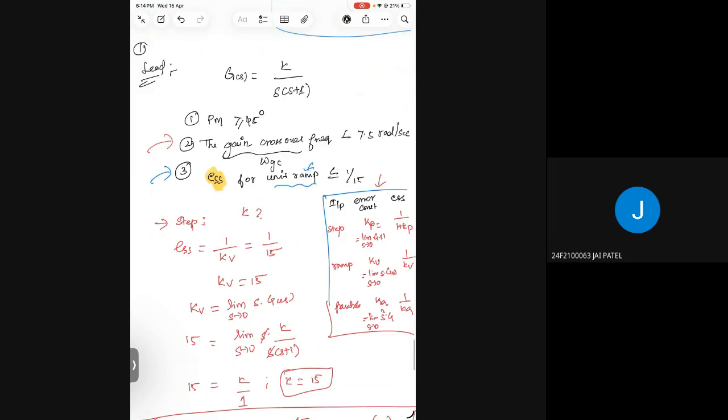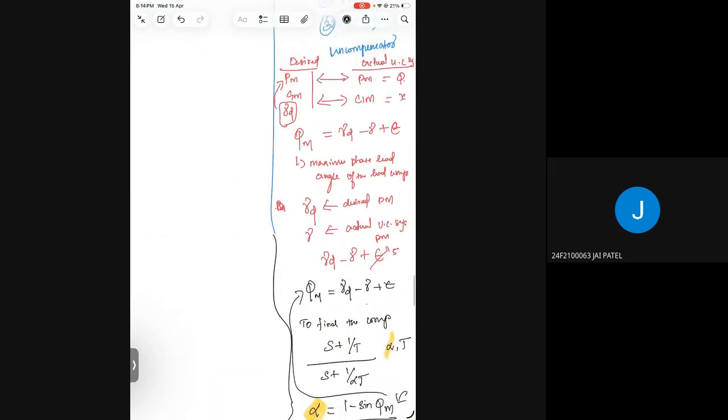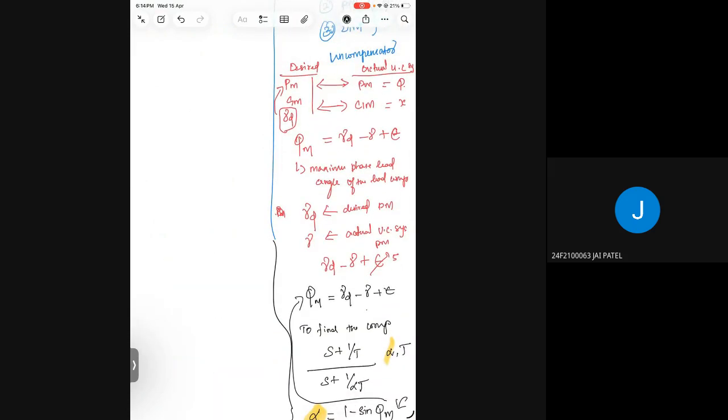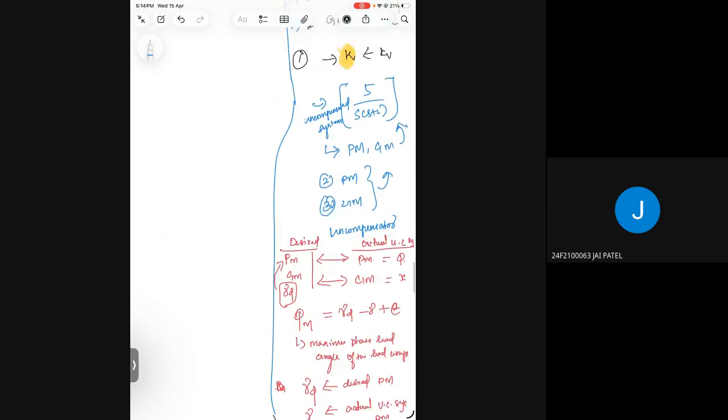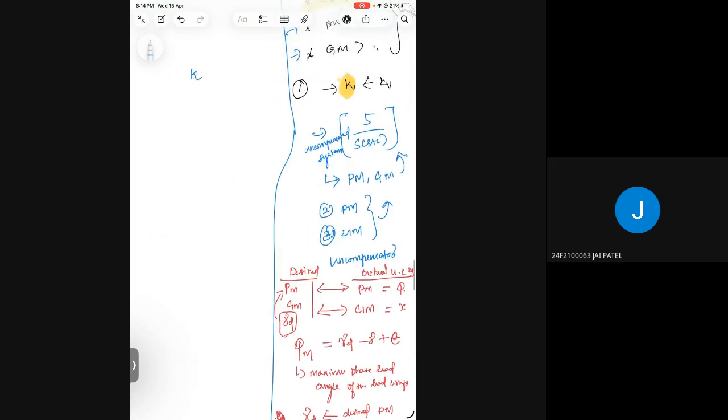For the lag compensator, it is the same thing. The ultimate aim is the same, but we have a few different steps to find the parameters, that is beta and T here. Similar to the lead compensator, the initial step is the same: first you have to find the K. This will also have some criteria like Kv, phase margin, gain margin, gain crossover frequency, phase crossover frequency, whatever has been asked.